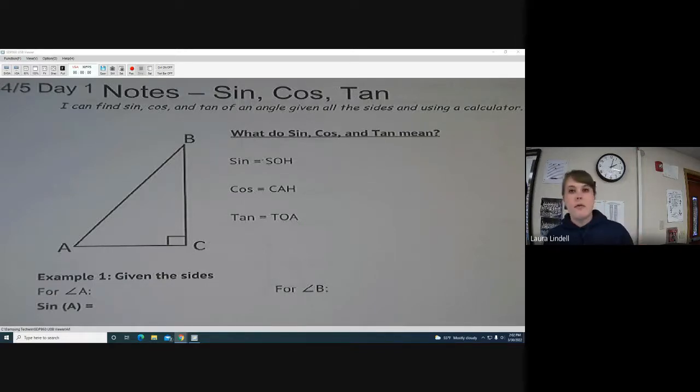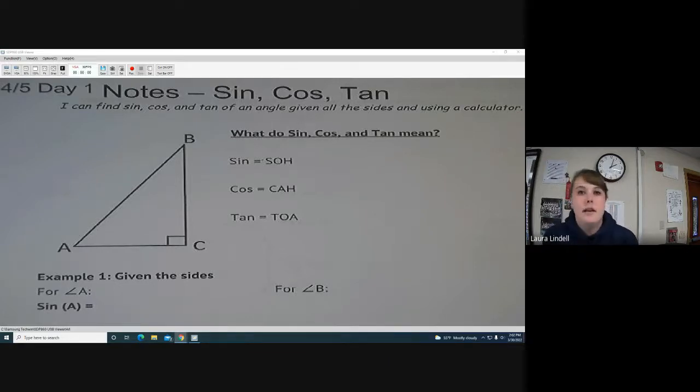So yesterday and the day before, we talked about special right triangles, the 30, 60, 90, the 45, 45, 90. And those are great, but not every right triangle is like that. And so this is what we can do and how we can solve for missing sides and angles if you don't have a special right triangle, if you have just any old right triangle.